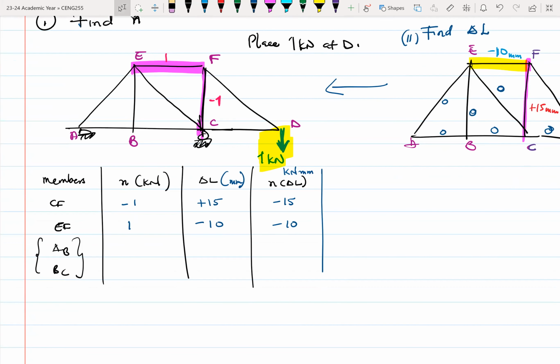I don't know the values of n for AB and BC, but at least the change in length is 0, 0. So once the change in length is 0, 0, it means that my n times change in length will also be 0, 0. So those two really do not add anything to my table. If I sum this up, I'll get -25.